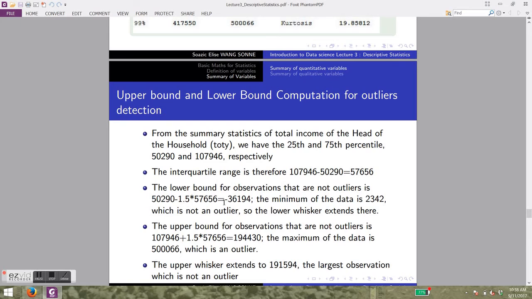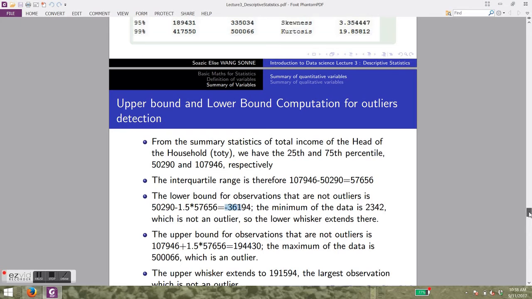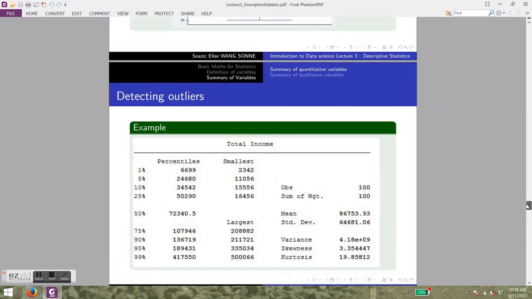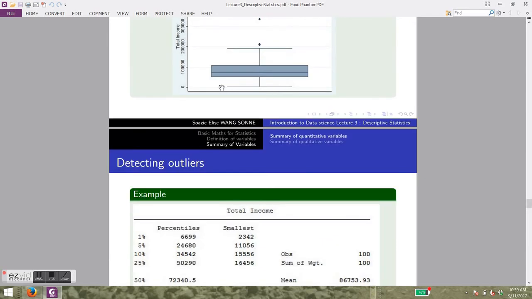We take the lower quartile, or the first quartile, and we remove 1.5 times the interquartile range, and what we have here is minus 36,194, right? This is what we have. And here you can see that the minimum of the data, being 2,342, is not an outlier because this value is not lower than this value. So the lower whisker extends to the minimum, and that's what we see here. So here you see this value, which is the lower whisker, is not an outlier and it's the minimum of the data.